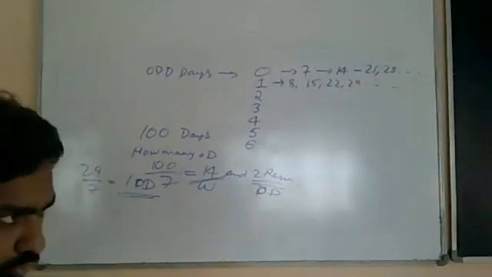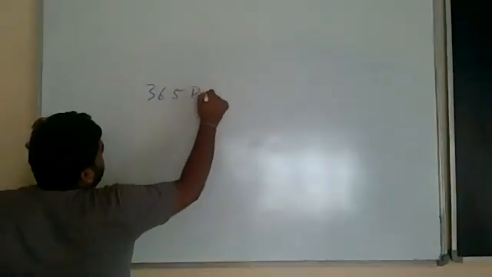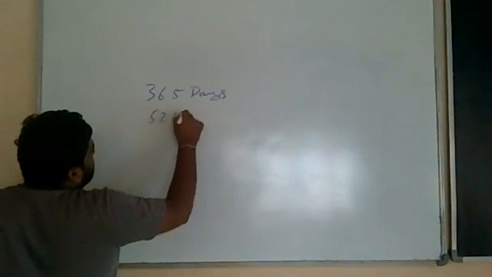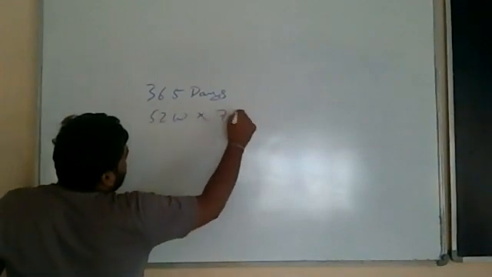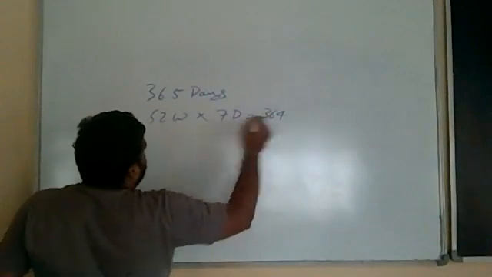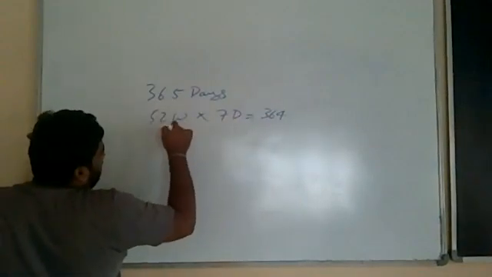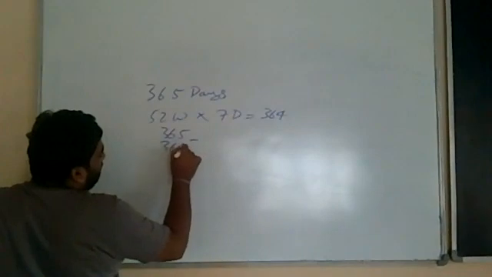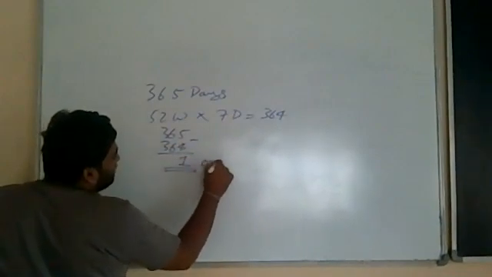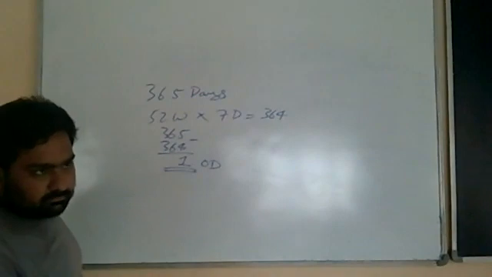Sir, can you repeat the concept again? There are 365 days. There are 52 weeks. Every week has 7 days, which will give me 364. 365 is the year. 364 is according to weeks, which means 1 day is remaining, and that is called an odd day. Fine?